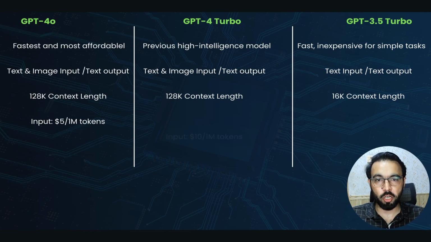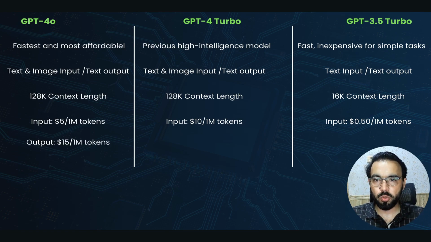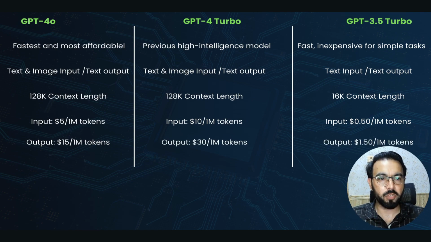So going to the cost, the GPT-4o model will cost you $5 per 1 million tokens when you are sending input. GPT-4 Turbo will cost you $10 per 1 million tokens, and 3.5 Turbo will cost you $0.5 per 1 million tokens. For the output, GPT-4o will cost you $15 per 1 million tokens. 4 Turbo will cost you $30 per 1 million tokens. 3.5 Turbo will cost you $1.5 per 1 million tokens.